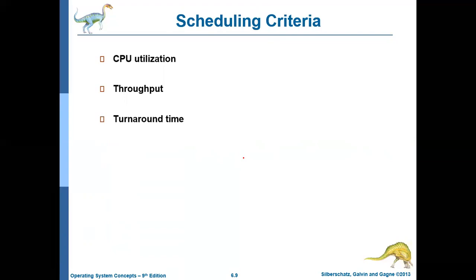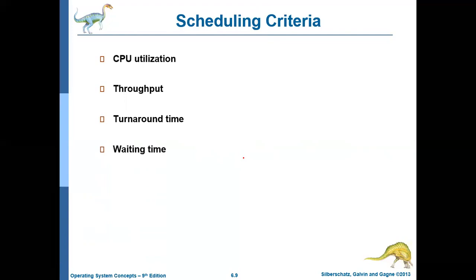The third is turnaround time. Turnaround time is the time duration between the submission of the job and the completion of the job. It is the entire time duration between the submission of the job and the completion of the job. It includes everything: how long it is in the wait queue, how long it is in the ready queue, how long it is executing, all put together. The entire time duration between the submission of a process and completion of the process is called turnaround time.